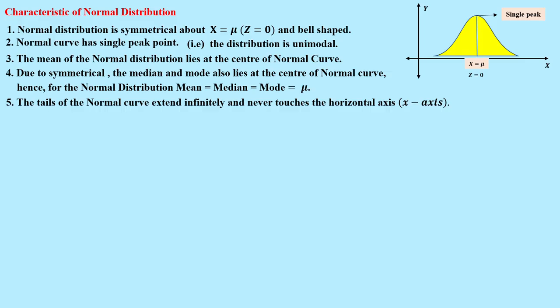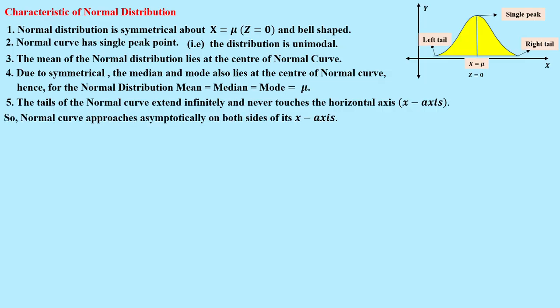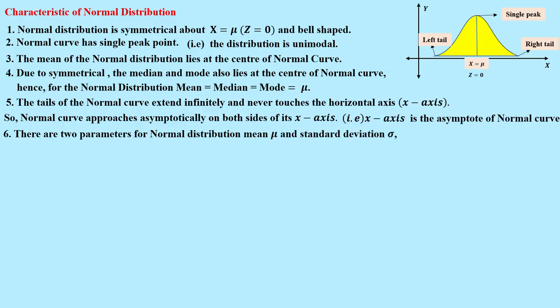The tail of the normal curve extends infinitely and never touches the horizontal axis, that is the x-axis. It will not touch the x-axis. It will go very nearby, right? This is right tail, this is left tail. So the normal curve approaches asymptotically on both sides of its x-axis. X-axis is the asymptote of the normal curve.